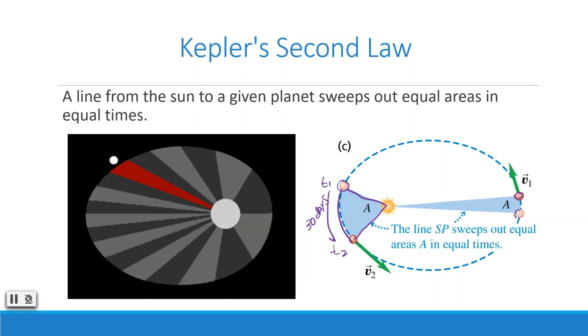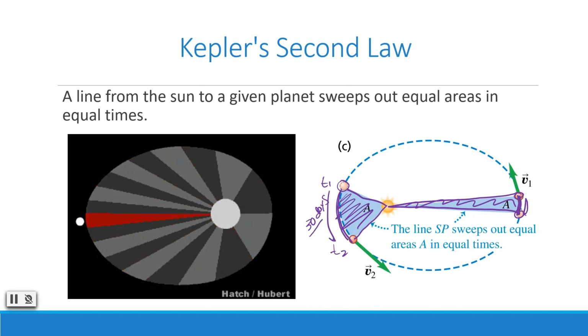If this is also 30 days, then this area and that area have to be the same. You could use conservation of angular momentum to prove this along with some geometry. So in order for it to take 30 days to go this distance and 30 days to go that distance, the speeds can't be the same. And so that's kind of what this animation shows.